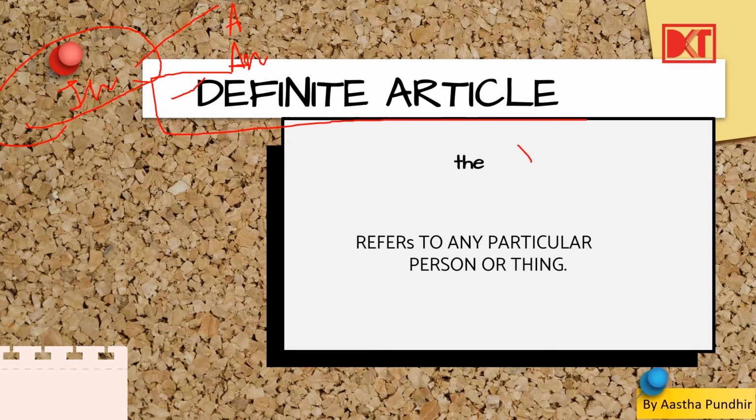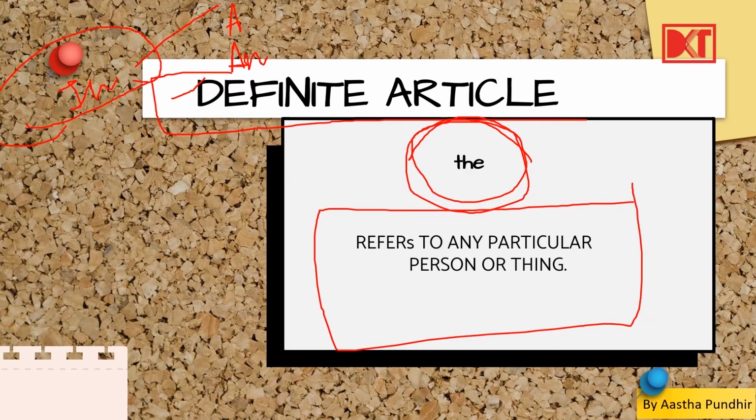The कब यूज होता है? When we are referring to any particular person or thing. जब हम specific बात कर रहे हैं, definite चीज की बात कर रहे हैं, specific. हमने देखा था ना indefinite में कि हम किसी general चीज की बात कर रहे हैं, पर यहाँ में हम एक particular person या thing की बात कर रहे हैं. Alright, let's see the examples.